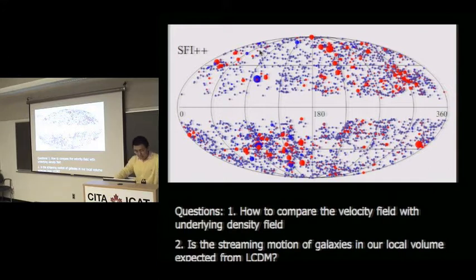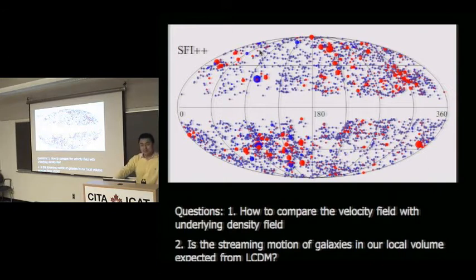By obtaining the map of the peculiar velocity field of the galaxies, you can ask two very basic questions. The first is how to compare these velocity fields with the underlying density, because now you can map both the velocity and the density. The relation between these two is predicted by your structure formation theory of the lambda CDM model or other gravity models. So you can make the comparison and therefore test your theory. This is one question you can ask.